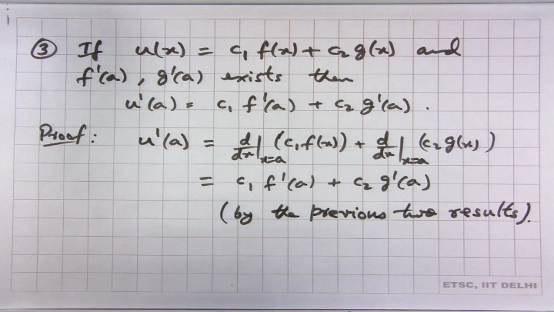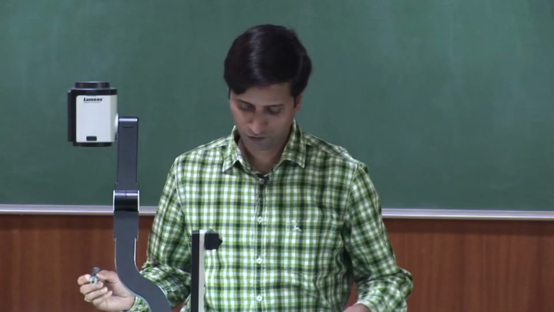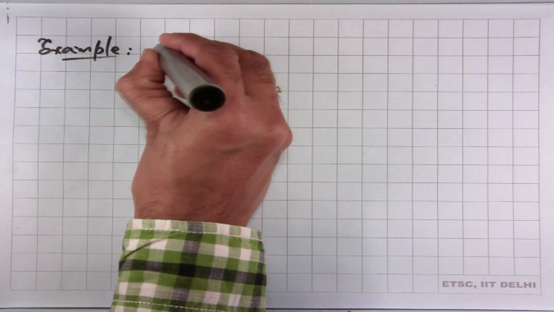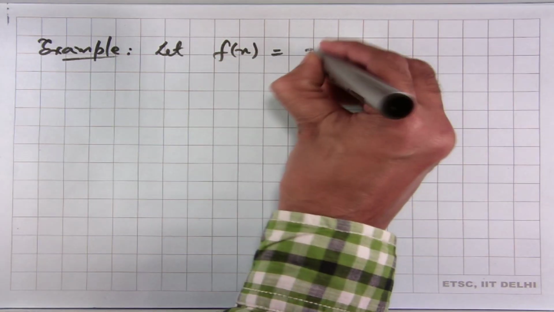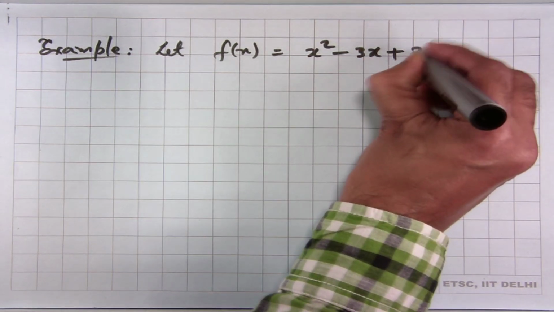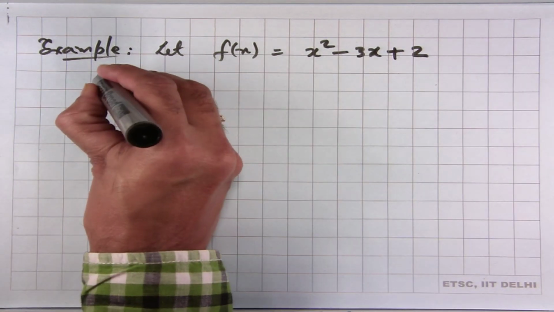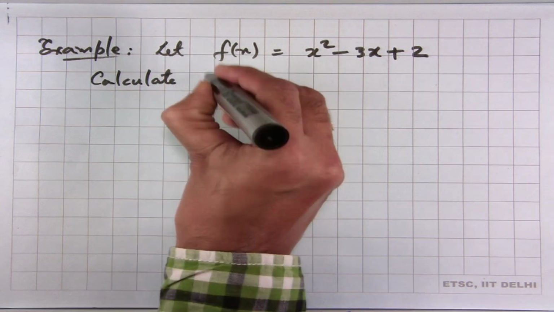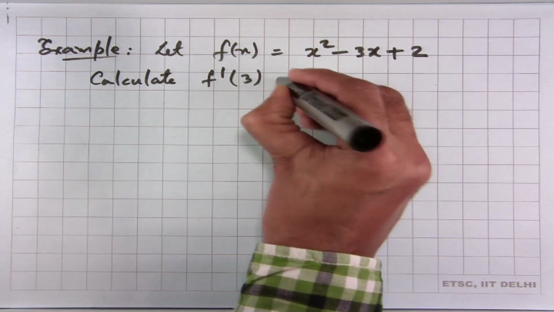Okay. So let us use this result to calculate some derivatives. So, for example, let f(x) equal to x square minus 3x plus 2. Calculate f prime at 3 if it exists.